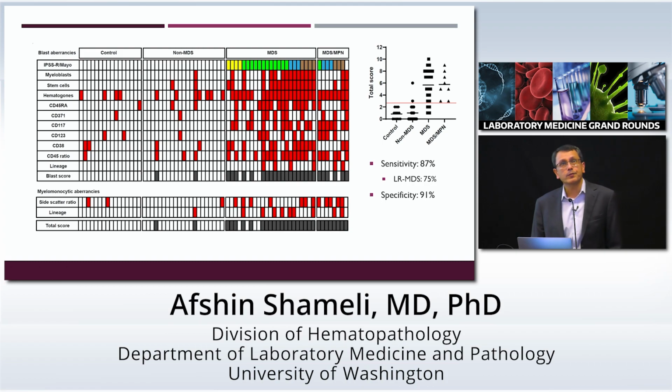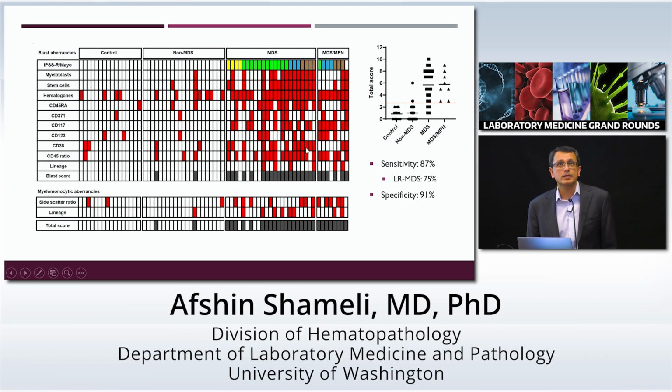So this figure shows all the abnormalities that could be seen in this study cohort of MDS and MDS-MPN patients, and these are parameters that we evaluated in this study. Overall, we had 10 blast parameters and 2 myelomonocytic parameters, and we generated a scoring system in which we gave a score of 1 to each abnormal finding in any of these parameters, with the exception of myeloblast percentage, which we gave a score of 2, and a score of 3 or more was considered immunophenotypic evidence of myelodysplasia.